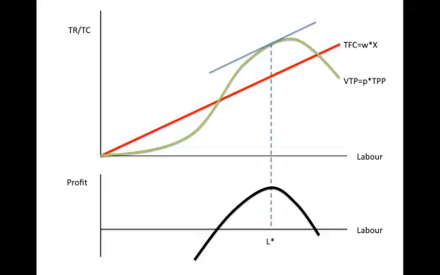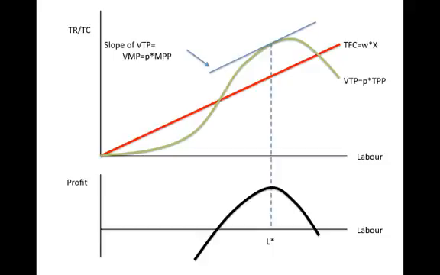And I've drawn it parallel to the total factor cost line because their slopes are equal at that point. Now the slope of the total value product curve has a special name. We call this value of marginal product. The reason we call it the value of marginal product is that it shows the dollar value of marginal physical product. So the slope of VTP is simply price times marginal physical product.